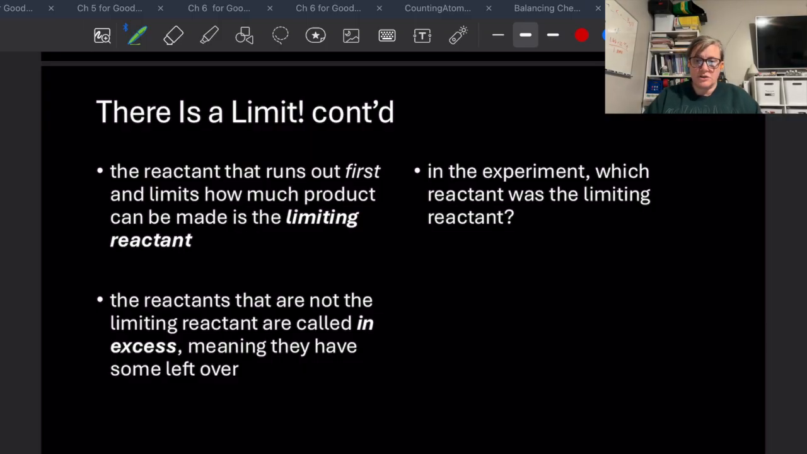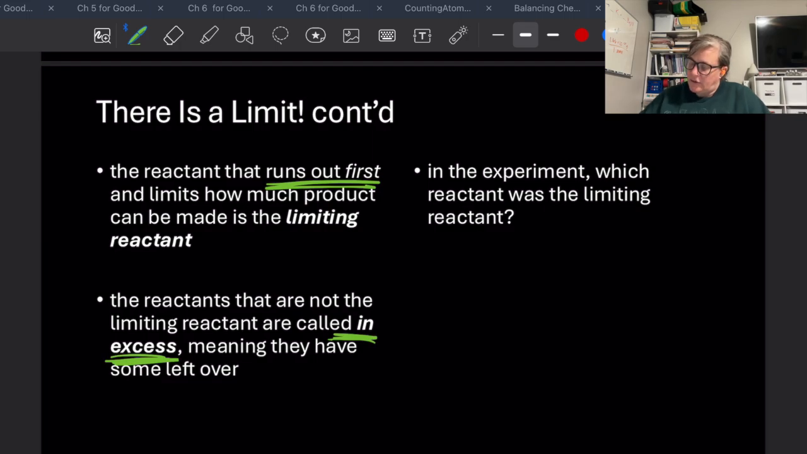When you have a reaction and you have different amounts of reactants, whichever reactant runs out first is going to limit how much product is made. It's going to limit the reaction, how many times it can proceed, how much it can go. So therefore, we call it the limiting reactant. The reactants that are not limiting, that have some left over, are generally called in excess, meaning we have extra of these.